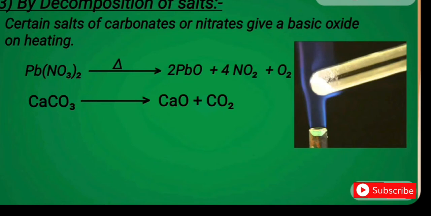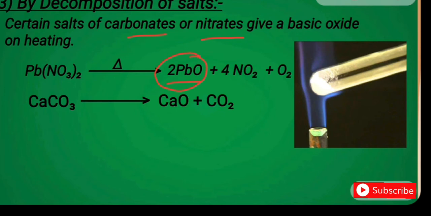Now, let us discuss another method, that is by decomposition of the salts. Certain salts like carbonates and nitrates give a basic oxide on heating. When we heat lead nitrate, it produces lead oxide, nitrogen dioxide and oxygen. The lead oxide is basic in nature because it is a metallic oxide.